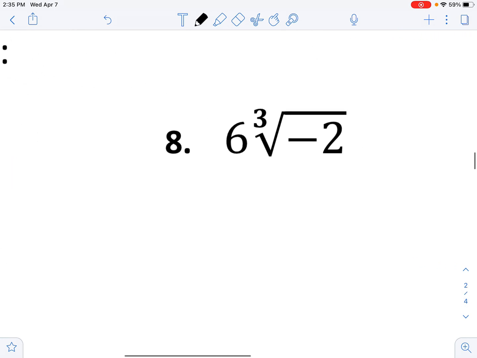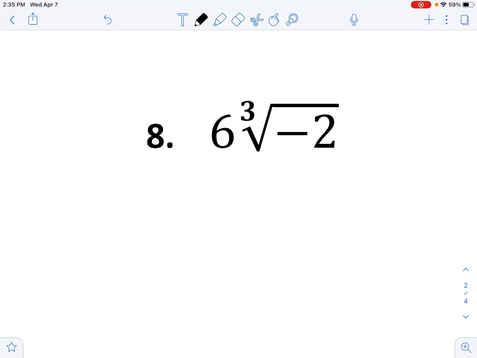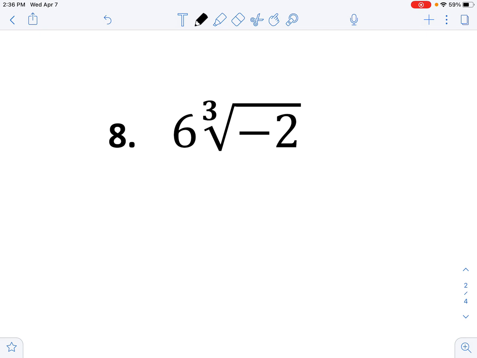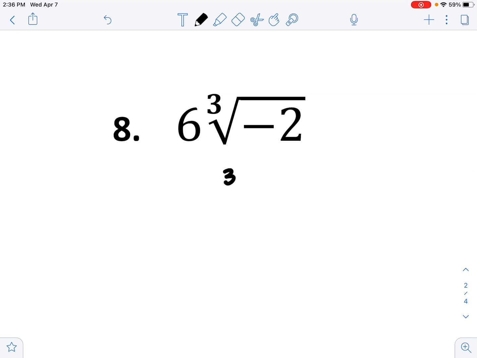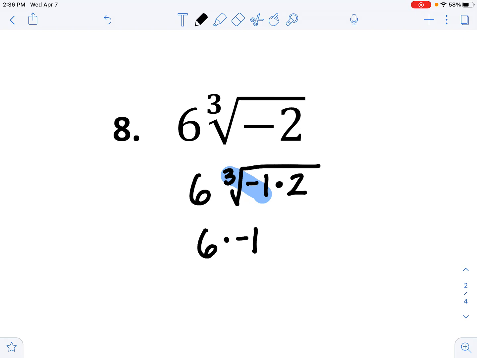Okay, the next one. At first glance, I was like, you can't simplify this. What's going on? And then I thought about it that you could actually simplify it a little bit by remembering that at least you could get the negative out, because -1 is a perfect cube. So we could rewrite this as -1 times 2. And then the cubed root of -1 is -1. So that can get out of the radical. So we would have 6 times -1, and then the cubed root of 2. So -6 cubed root of 2.